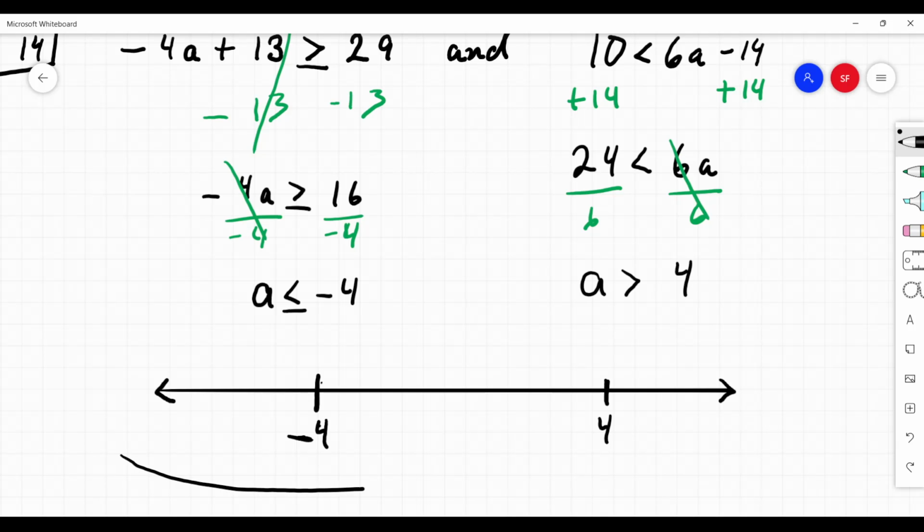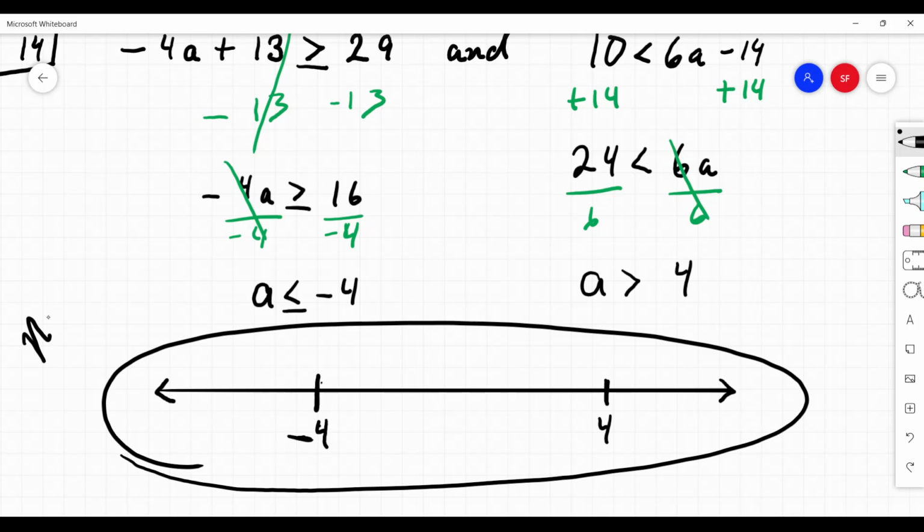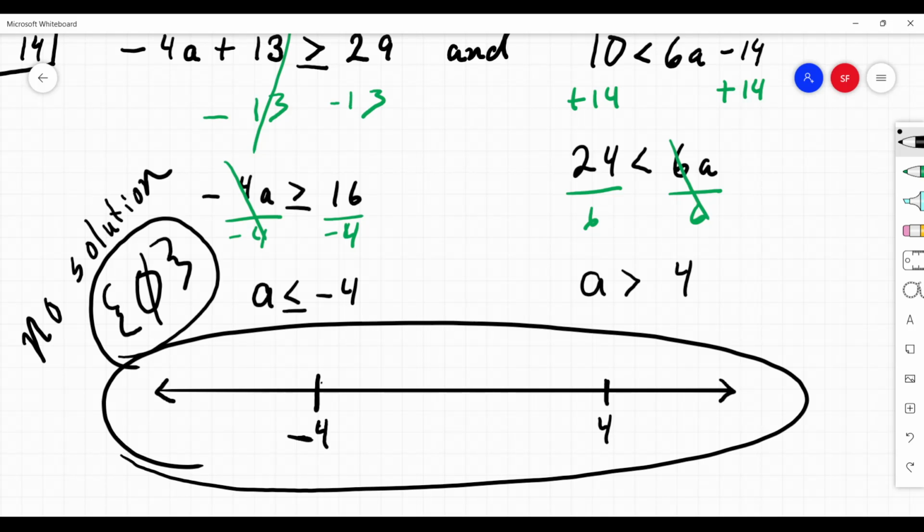No solution. Technically it's the null set, if you want to be really technical, are the right answers, because there's nothing that meets both of those criteria. Whenever we get a no solution answer, do you want us to graph it or just write no solution? I want you to graph it. Okay, let's move on to the next thing.